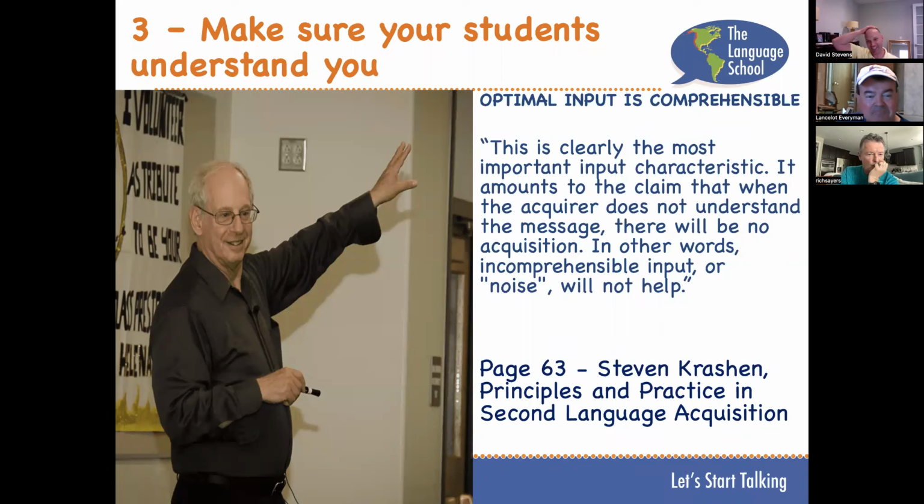Right. Let's see here. Rich, I know you're familiar with Krashen. Can you read what he wrote about optimal input being comprehensible? This is clearly the most important input characteristic. It amounts to the claim that when the acquirer does not understand the message, there will be no acquisition. In other words, incomprehensible input or noise will not help. Right. So that's from page 63 of Krashen's book on principles and practice in second language acquisition. I highly recommend reading that book if you're in this field.